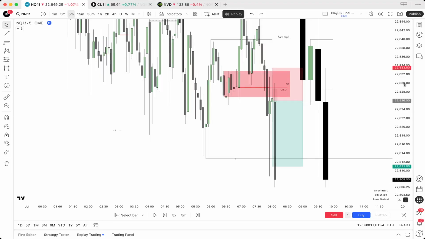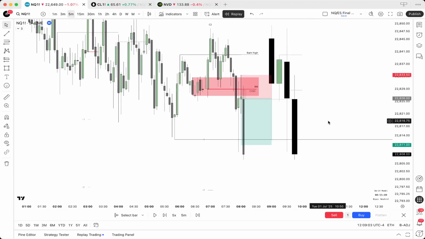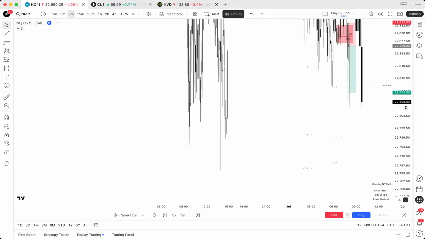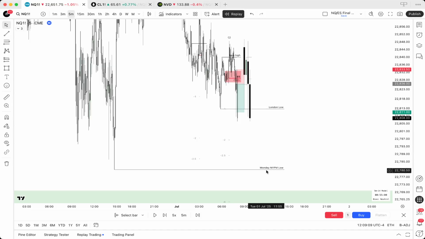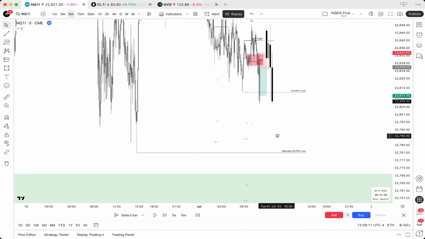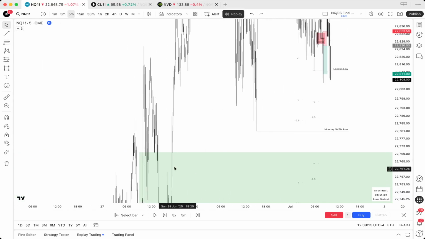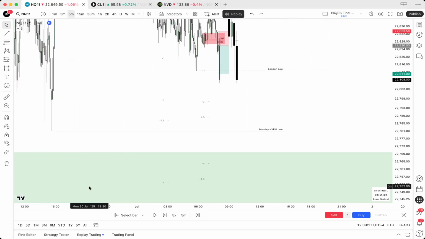But here was the difference, right? The reason why I targeted more than this 2-to-1 risk to reward is because we had so many draws on liquidity at these lows. We had the Monday New York PM session low, this hourly breaker, and we also had the new weekly opening gap that had not quite gotten filled yet.